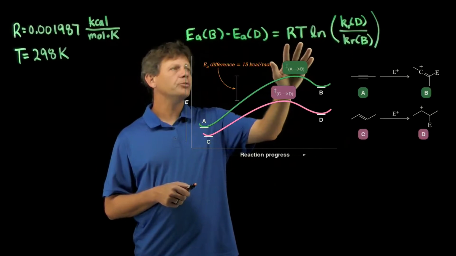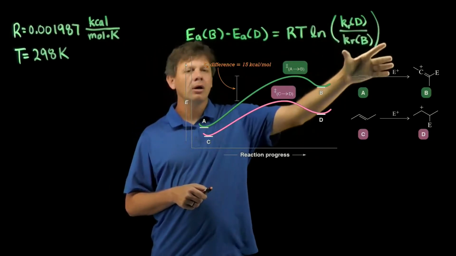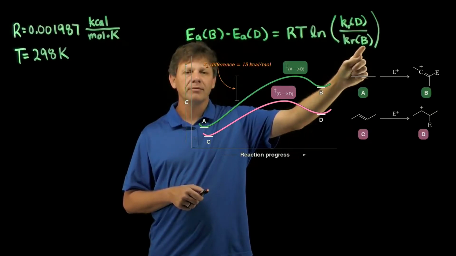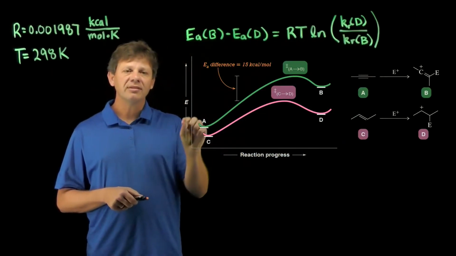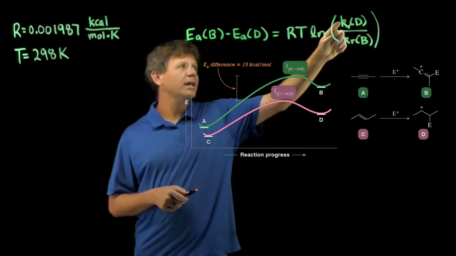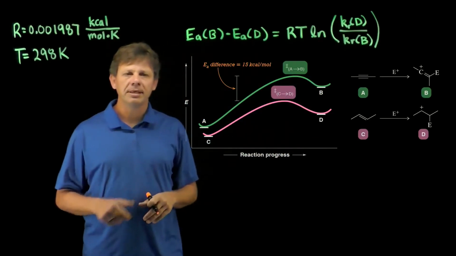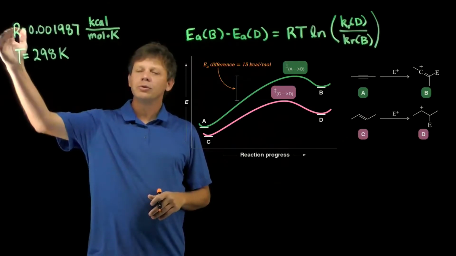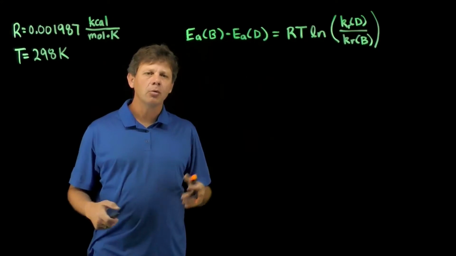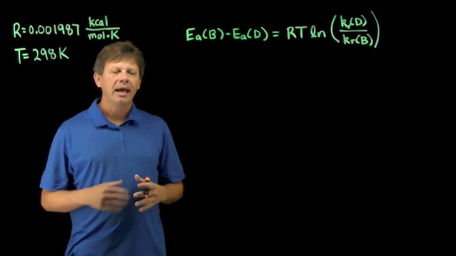That is going to be equal to RT times the natural log of the ratio of rates of forming D relative to forming B. Since the process of C to D has the lower activation energy, we're going to expect this ratio to be a positive number. We'll use the standard values for R in this equation. And so we can move this out of the way and do the math.